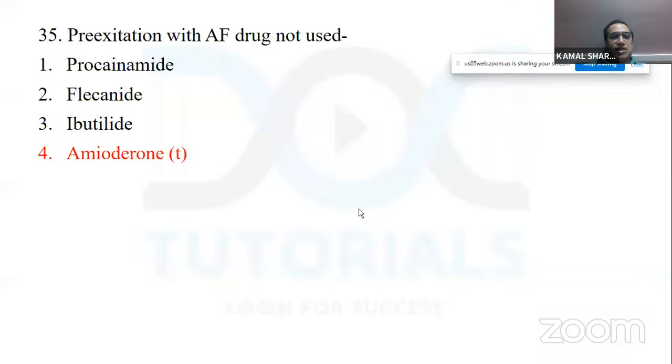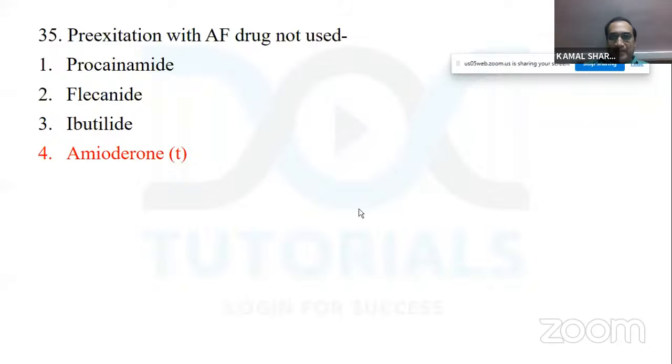Pre-excitation with AF, drug not used. Now, this was, I believe, straightforward. We all know prevention and acute intervention. When you want to prevent AF in a patient with WPW or pre-excitation in sinus rhythm, you want to prevent it. We all know that you can use amiodarone.